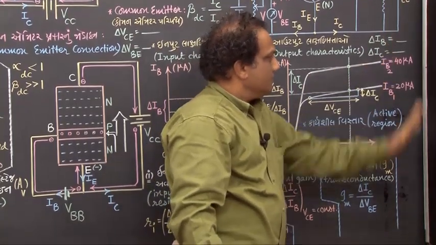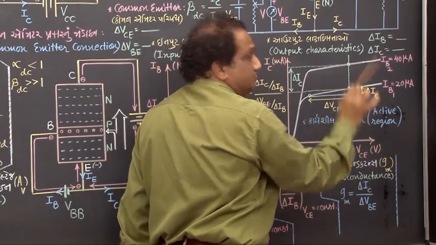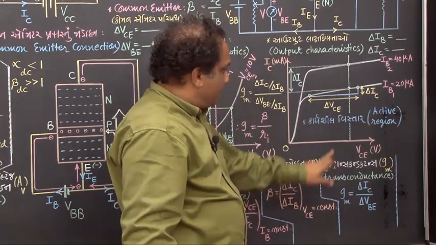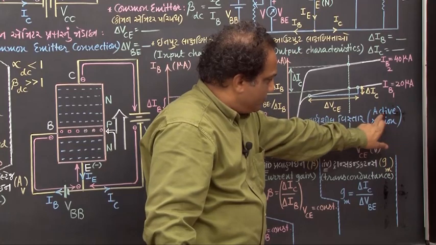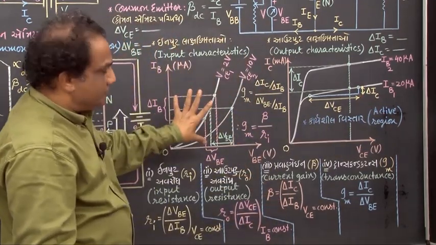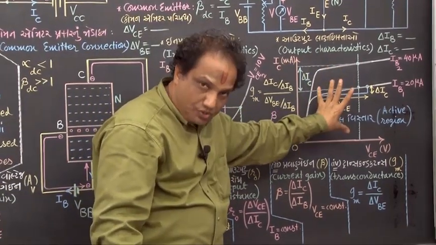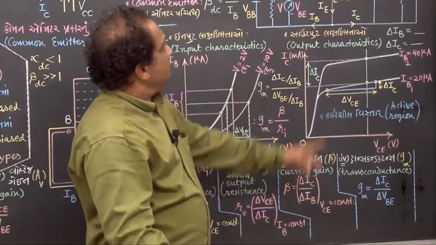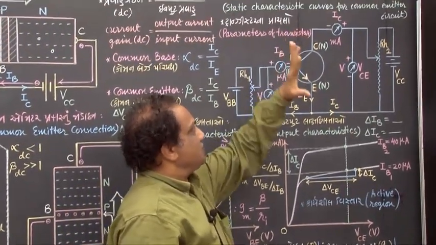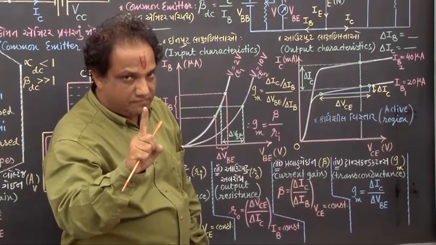Okay, fine. In both the graphs, whichever portion you get linear, a straight line, is called the active region. What is it called? Active region. Fine. And now, these are the input static characteristic curves. These are the output static characteristic curves. Now, let us see what are called parameters of a transistor. Before that, I just forgot one thing.